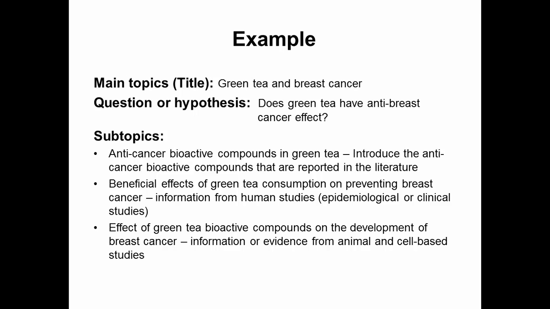And the last paragraph topic that you want to include is the effect of green tea bioactive compounds on the development of breast cancer. And this information is either from animal studies or cell-based studies, right? So this sort of gave you some idea how you first select topics and questions, and then get information, organize it, and present it in your research papers, right? Any questions?